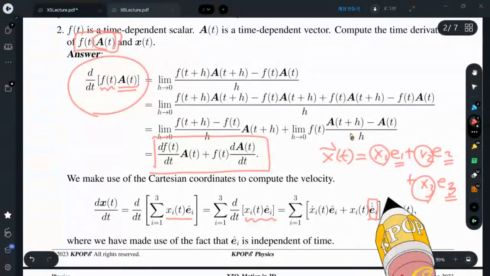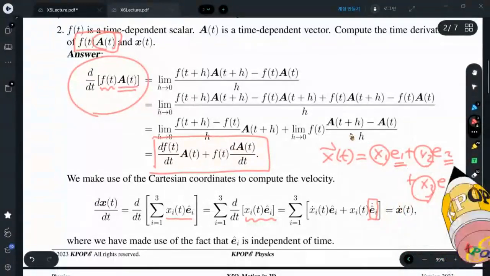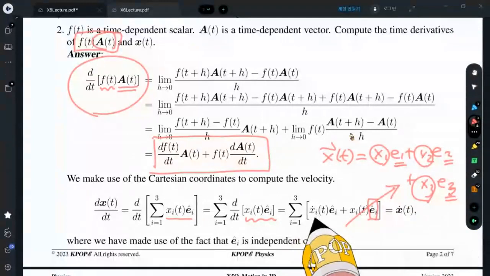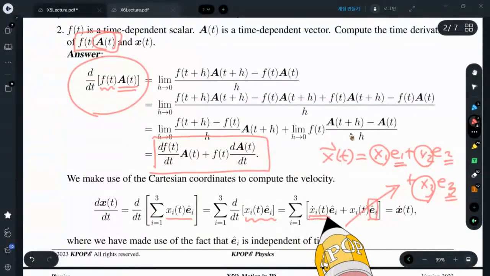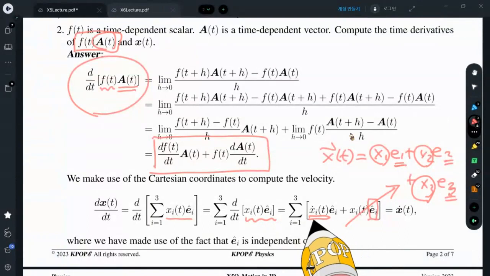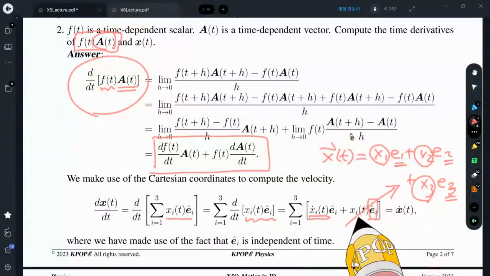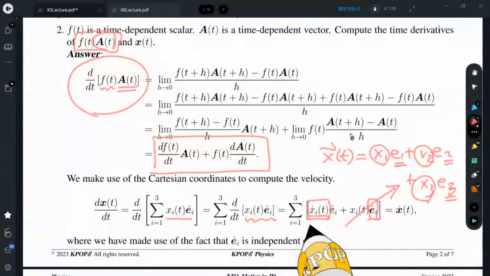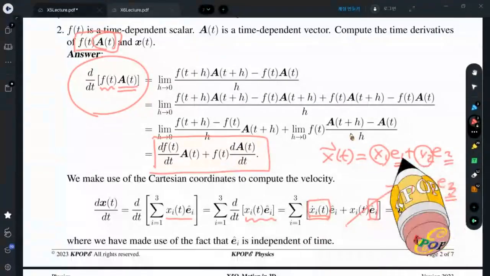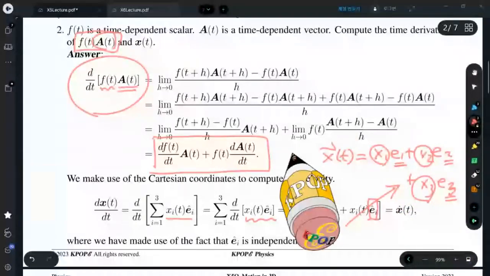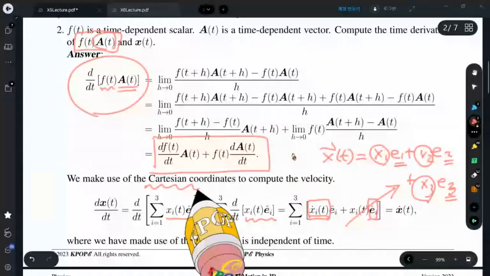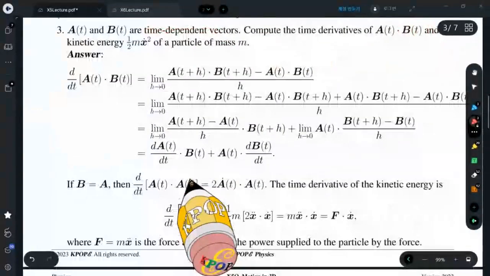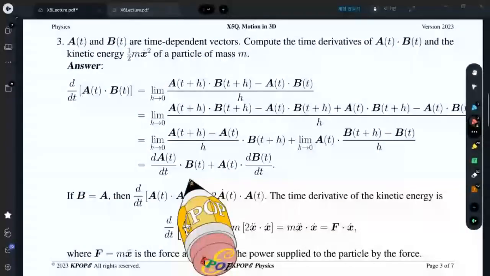By the way, these unit vectors are independent of time, so this one vanishes. The only thing is the derivative of the coefficients, that is the components. As a result, the velocity can be simply computed by taking the derivative of components and summing them all by weighting the unit basis vectors if we make use of the Cartesian coordinate system. So the Cartesian coordinate system is very useful.